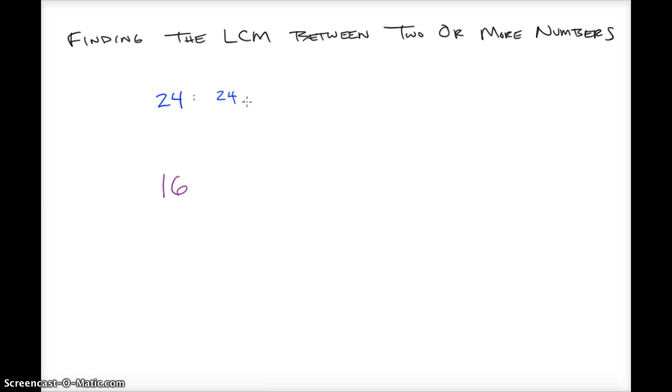So multiples of 24: 24 times 1 is 24, 24 times 2 is 48. If I add 20, that's 68, and then 4 more, that's 72. Add 20, that's 92. Add 4 more, 96. Add 20, that's 116, plus 4 more, 120. Add 24 more, that's 144. And I'll stop right there. You just have to do the first few.